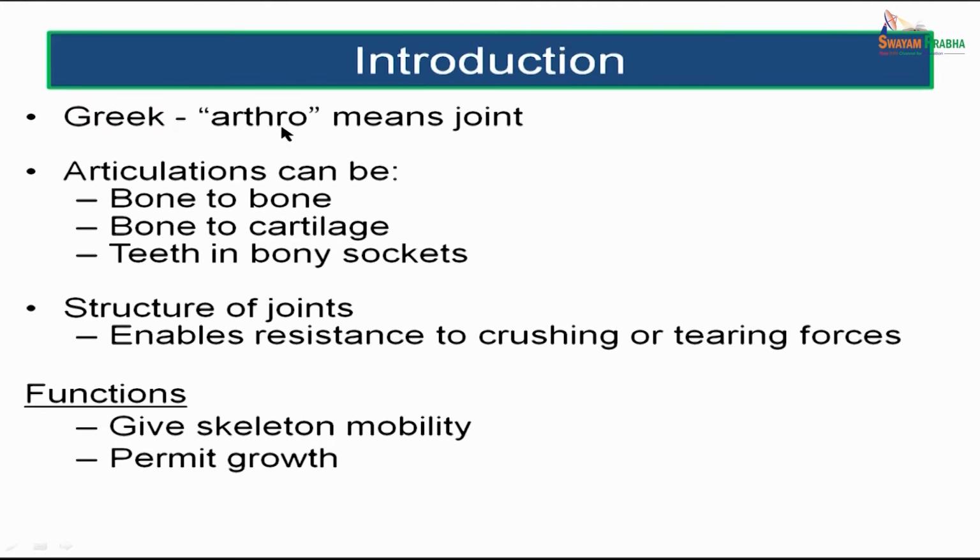The word arthro in Greek means joints. So, what is a joint? A joint means a junction or an articulation between one bone with another bone or one bone with a cartilage, or also the junction of teeth in their bony sockets. All these are joints. The joints are made in such a way, or their structure is such, that it allows them to resist forces which are crushing or tearing.